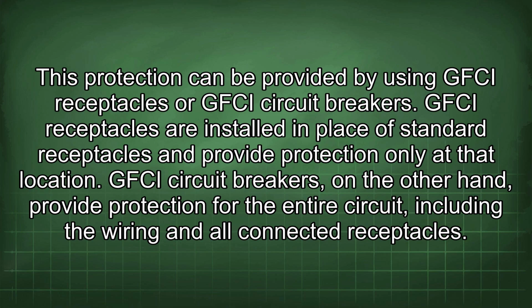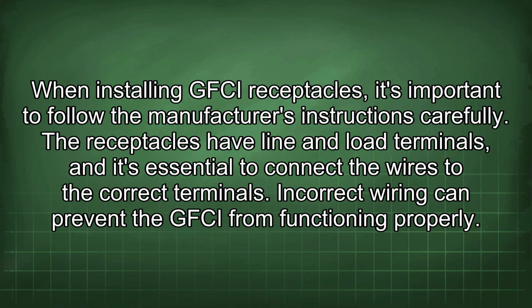GFCI receptacles are installed in place of standard receptacles and provide protection only at that location. GFCI circuit breakers, on the other hand, provide protection for the entire circuit, including the wiring and all connected receptacles. When installing GFCI receptacles, it's important to follow the manufacturer's instructions carefully. The receptacles have line and load terminals, and it's essential to connect the wires to the correct terminals. Incorrect wiring can prevent the GFCI from functioning properly.